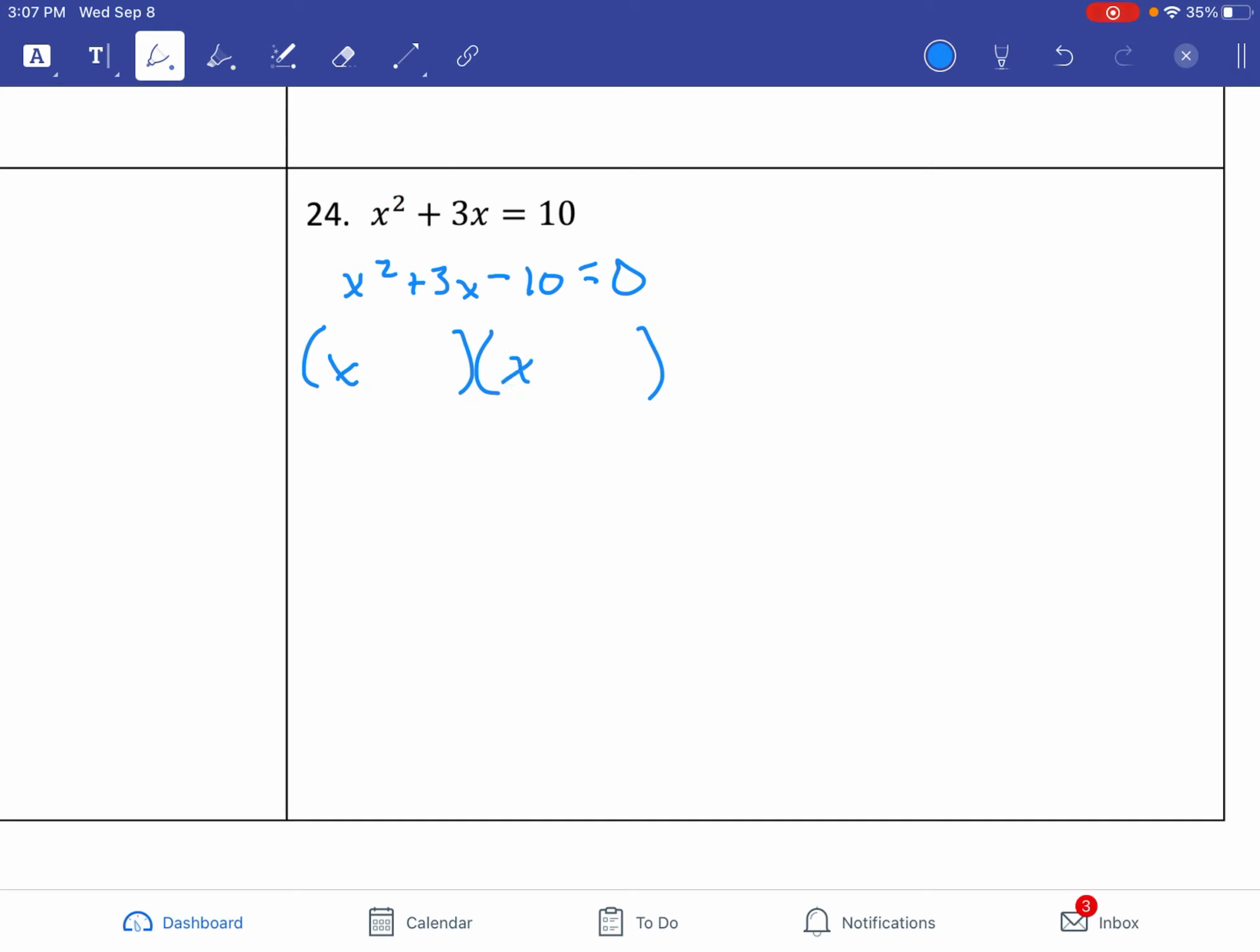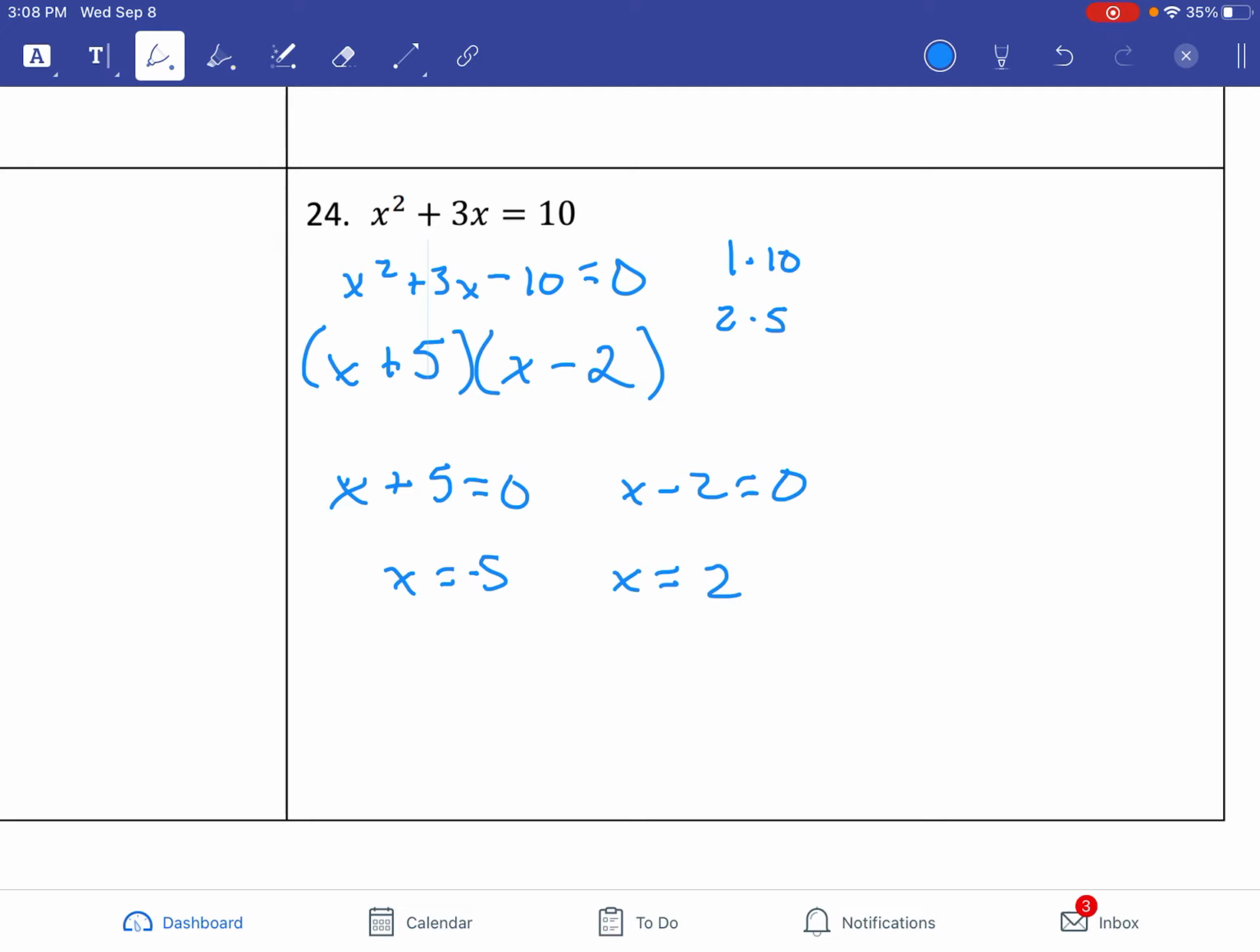x and x. Drop the first sign, which is a plus. What times a positive gives you a negative? That would be a negative. The factors of 10 are 1 and 10, and 2 and 5. Well, 2 and 5, because the two signs are different in my parentheses, I'm going to subtract, and 5 minus 2 gives me 3. So I'm going to have 5, the bigger number first, and then 2. Set my factors equal to 0, and then solve for x. So I'm going to subtract 5, so it's negative 5, and I'm going to add 2, so it's positive 2.